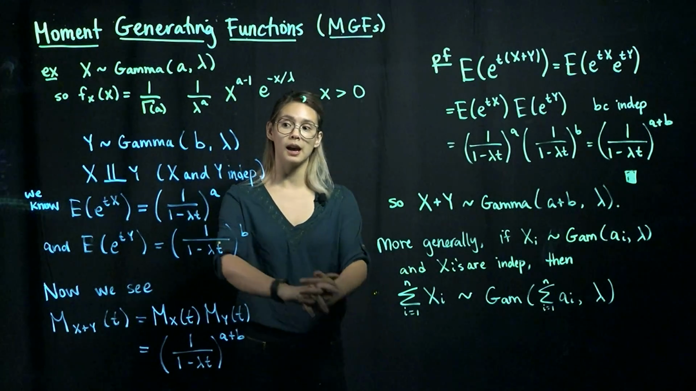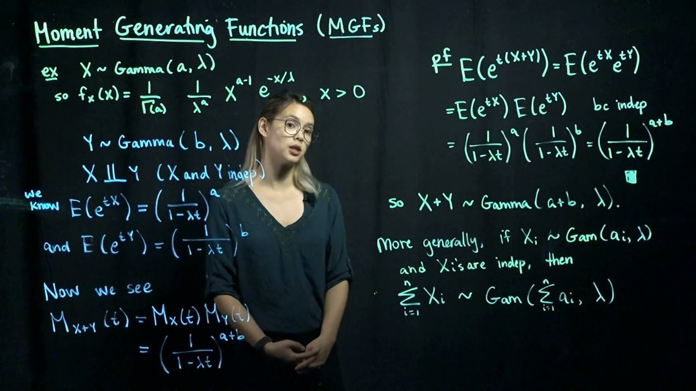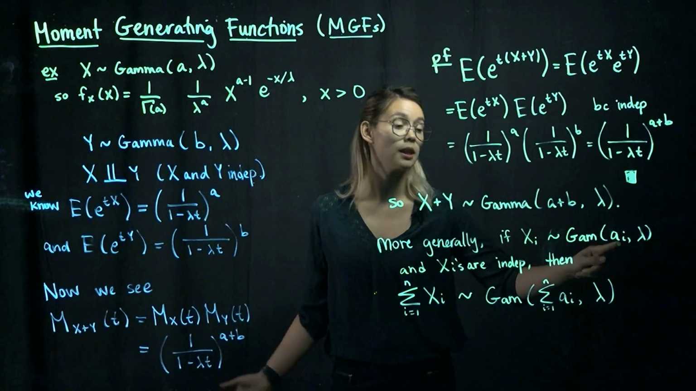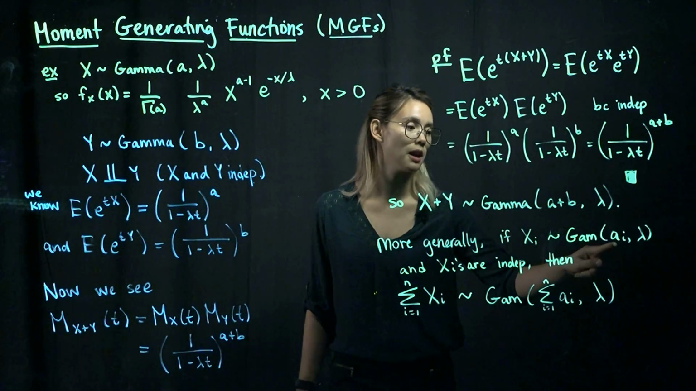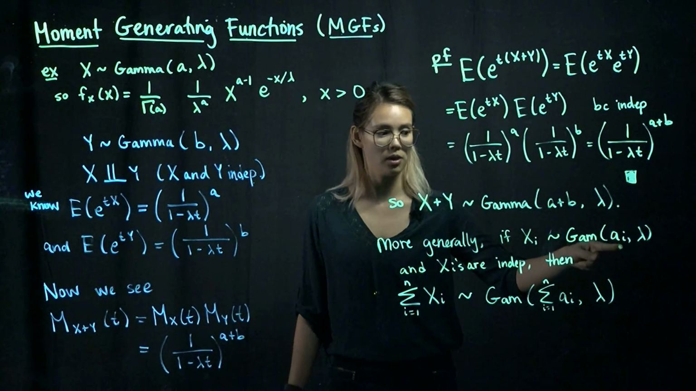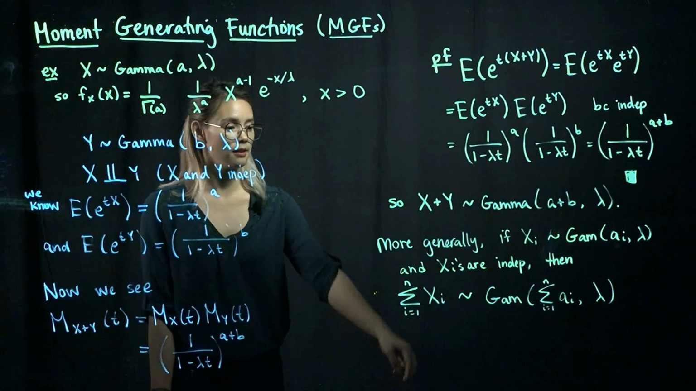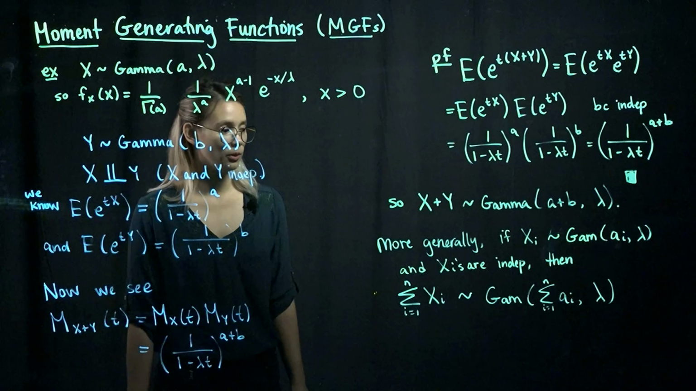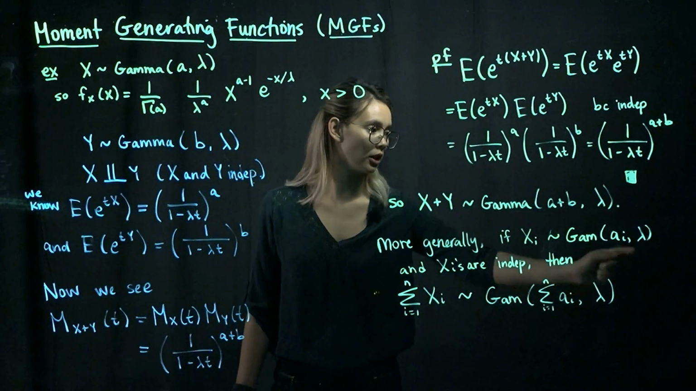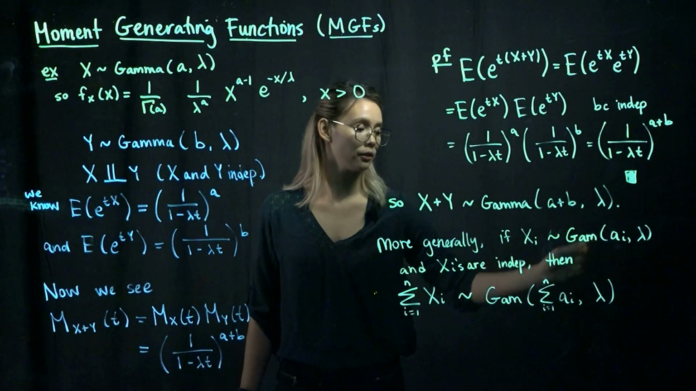Here we had two random variables, X and Y. Let's generalize this a little bit further. If we have a whole bunch of random variables, and they all have the same second parameter lambda, and they have potentially different first parameters, so maybe X1 has first parameter a1, X2 has first parameter a2, and so on. Furthermore, if the X's are independent, then the sum of those random variables will have a gamma distribution. The second parameter is lambda, which is our shared second parameter for all of those X's, and the first parameter is just going to be the sum of the first parameters.